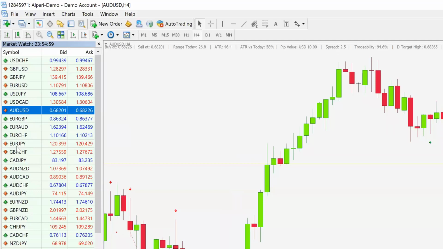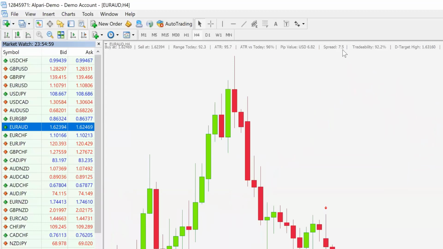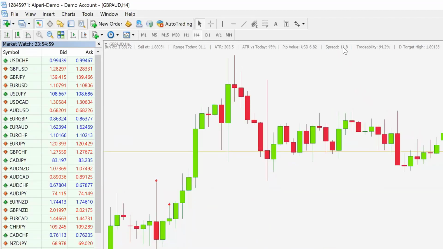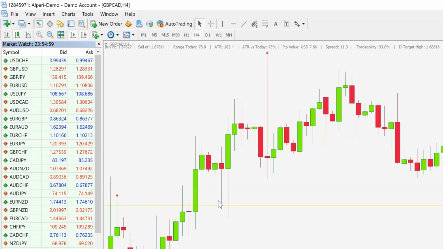If I drag EUR AUD and drop it, you can see that it's slightly wider. On this broker, it is 7.5 pips. Then if I go to GBP AUD and drag it, the spread is 11.8. Does it make sense? My GBP chart, if I drag it here, is 11.3 pips, but yours is 15 pips.